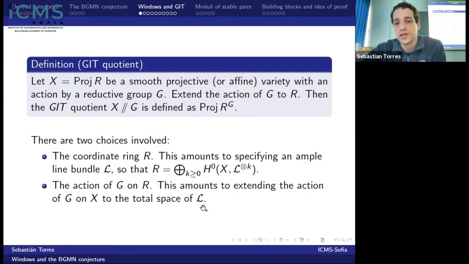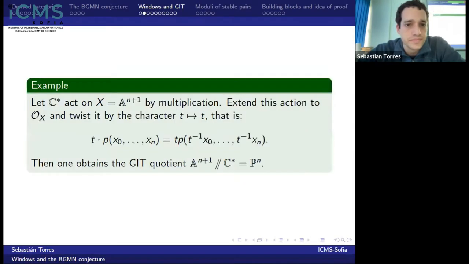So you can think of it as the total space of the bundle that's giving you the polarization. We will say that L is a G-linearized line bundle, or a G-equivariant line bundle. The easiest example would be you have affine space and you act by multiplication by a scalar. The quotient of that, if you choose an interesting linearization, which you can choose either a non-interesting or an interesting one, will give you P^n. So that's the GIT quotient of the affine space by this.